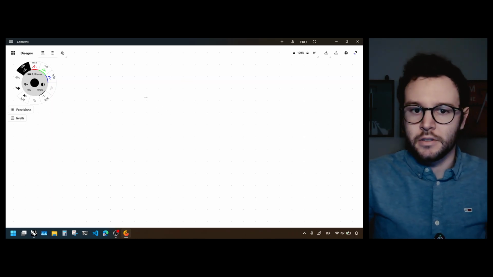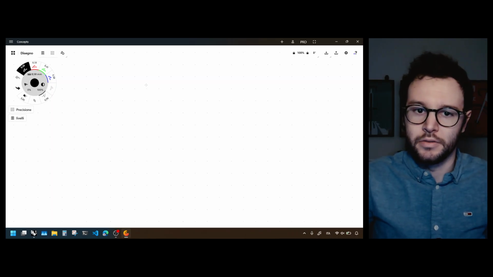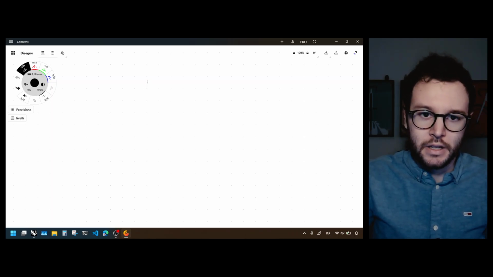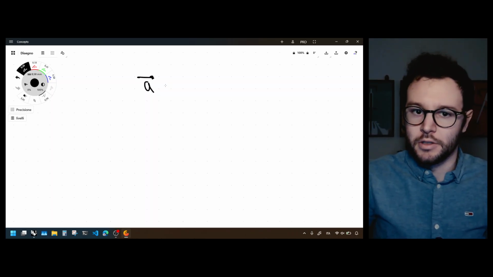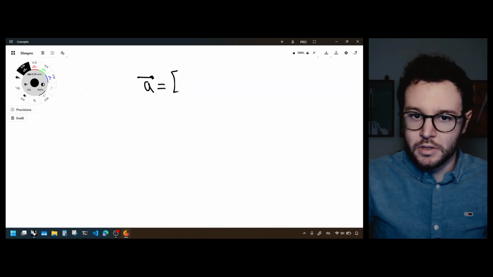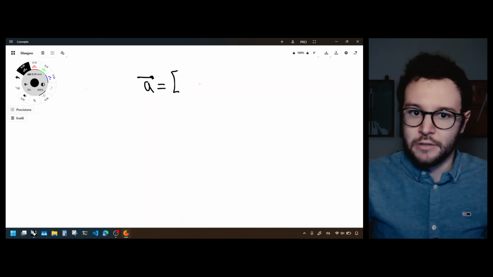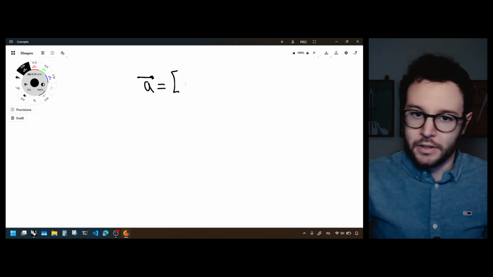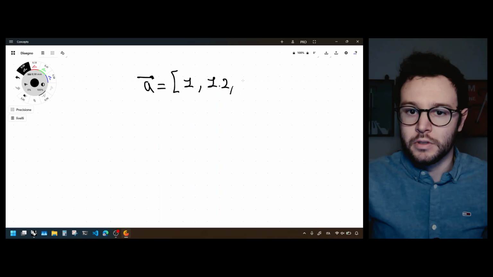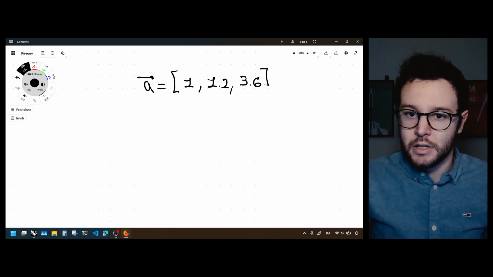So what is a vector? Well, a vector is really a list of numbers. So let's say we have a. We usually denote it with an arrow at the top, equals, and then we use the same syntax as we use for lists in Python. So we can do like maybe 1, comma 1.2, then 3.6, and this could be a vector.